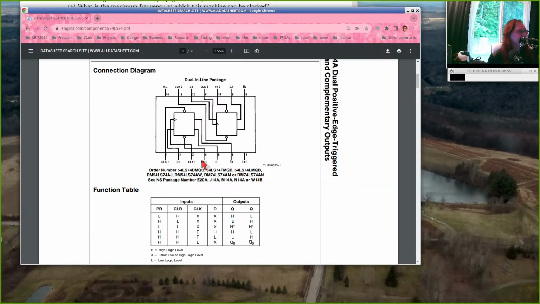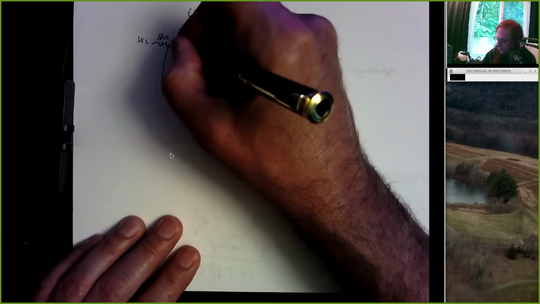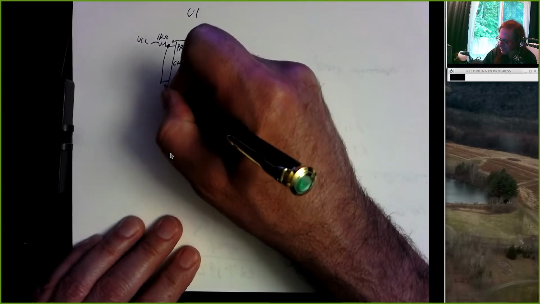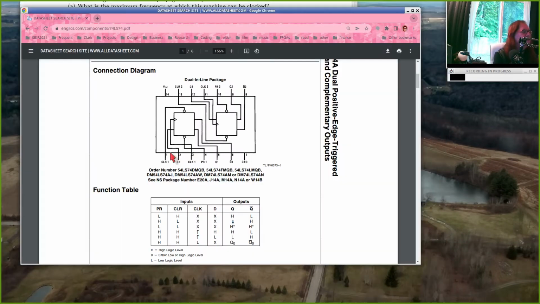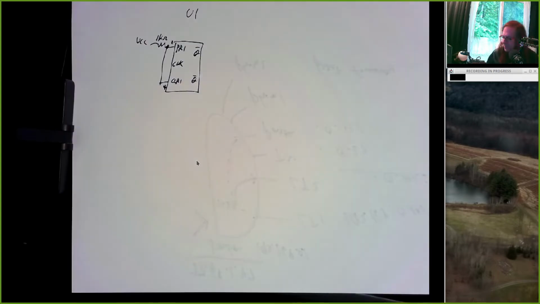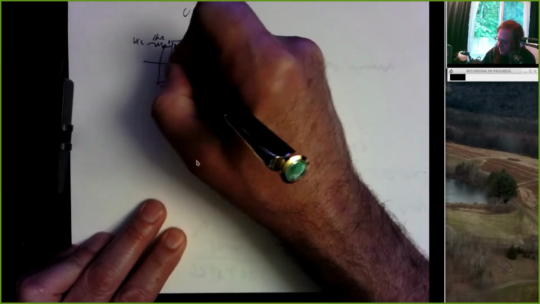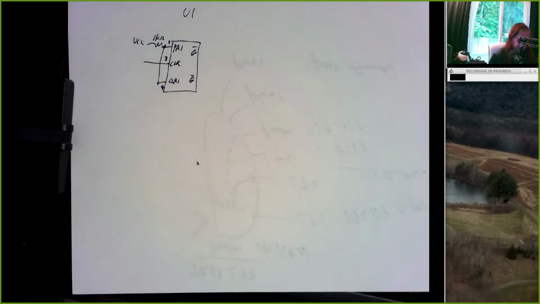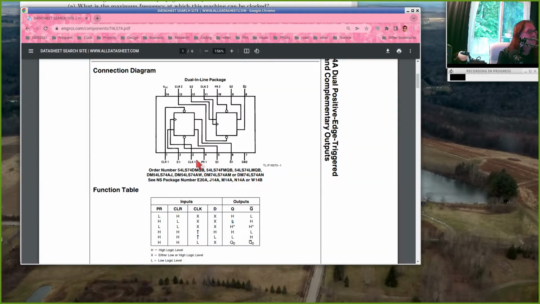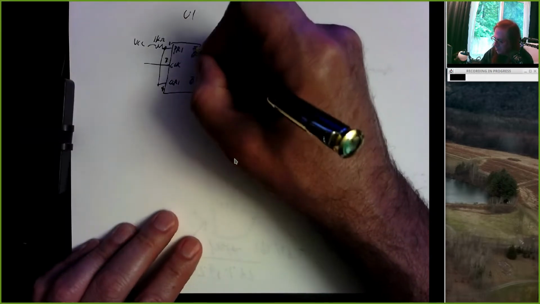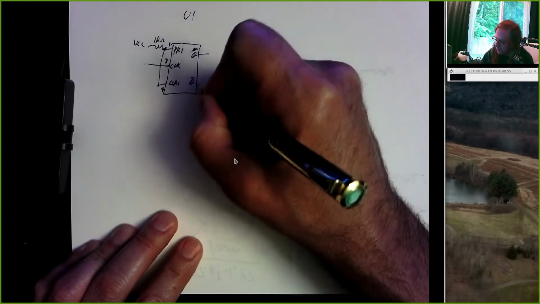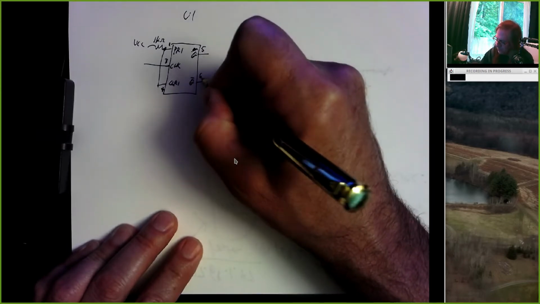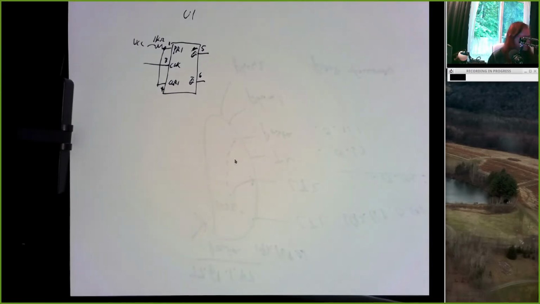And we can put pin numbers on it as usual. So clear 1 is pin 1, and preset 1 is pin 4. So I can put a 1 right here and a 4 right here. Clock 1 is pin 3, so I can put a pin 3 right here. Then Q1 is 5, Q1 bar is 6. This is just Q. So that's how that component would go into my schematic.